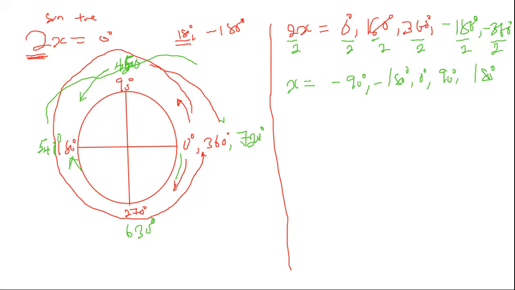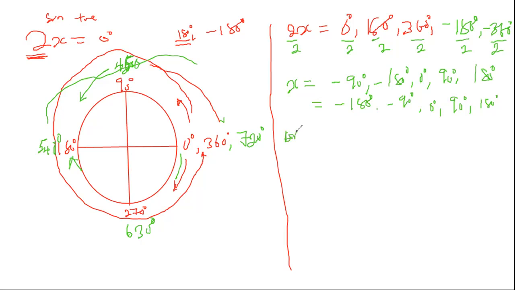Is that okay to all of us? Yes. I expected you to begin with negative 180 because it is less than the negative 90. That one is okay. So negative 90, then 0, and 90 degrees, and 180.